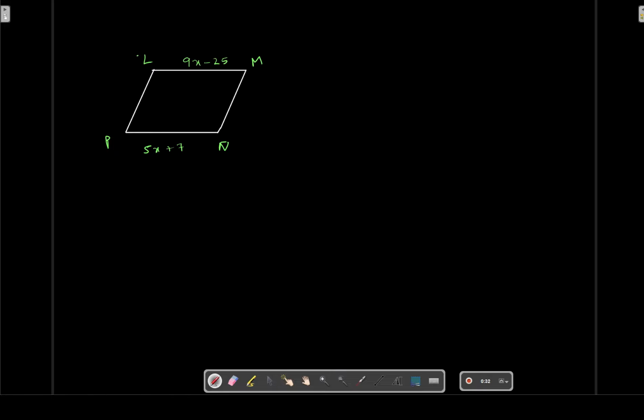Now pause the video and think about it. Okay, so since this is a parallelogram, we know that opposite sides are congruent. So we know that LM will be congruent to PN, and we will use this property to set up an equation. So 9x minus 25 will be equal to 5x plus 7. Now 9x minus 5x will give you 4x, and 7 plus 25. 4x is equal to 32, so x is equal to 8, and that's the answer.